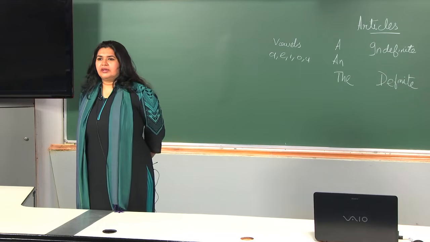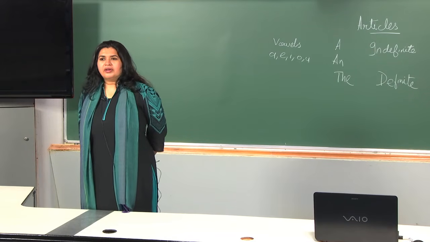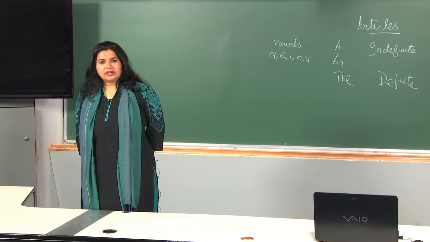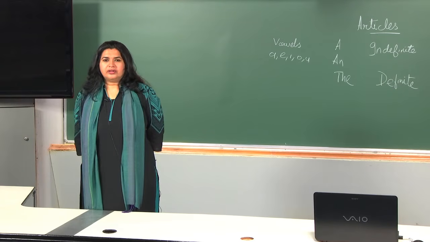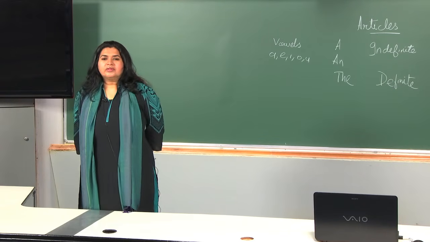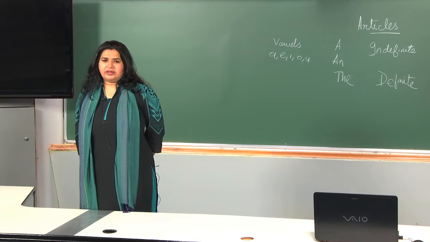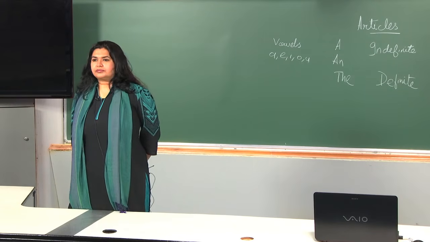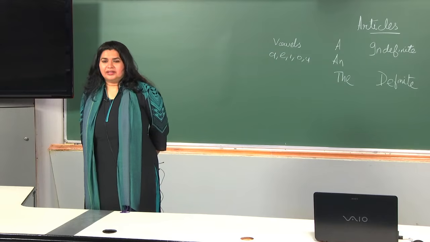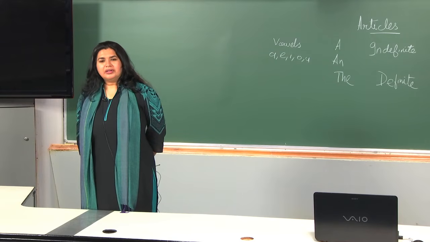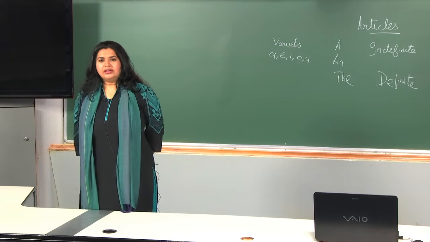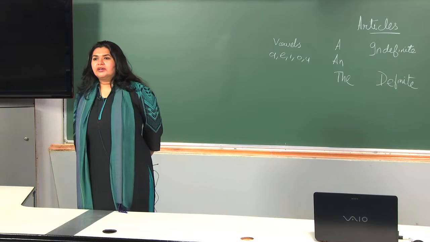So, an honest man, and remember, because the H in honest is silent, we do not pronounce the alphabet or sound H here. So, it is an honest man. Therefore, the article an, although the word begins with a consonant and not a vowel. She took a book.